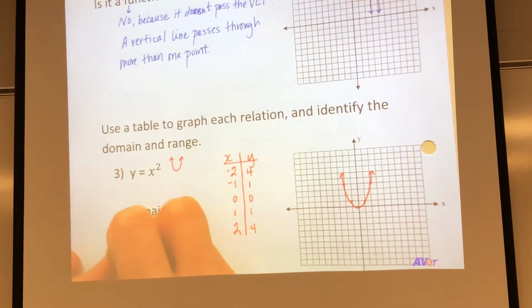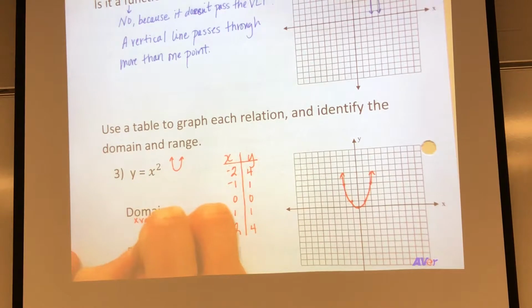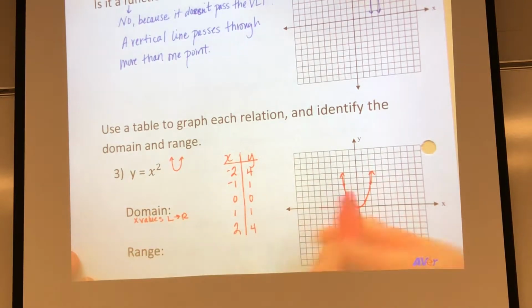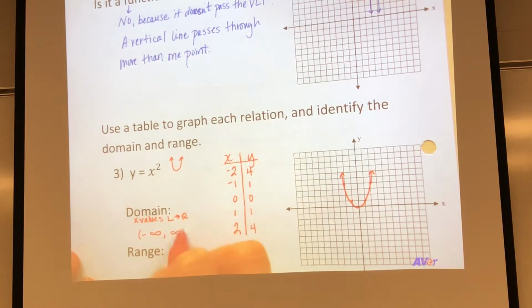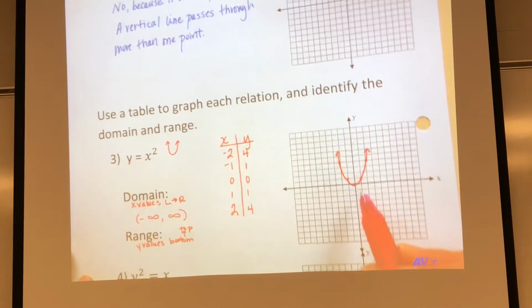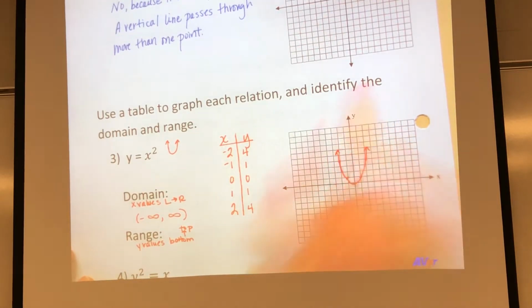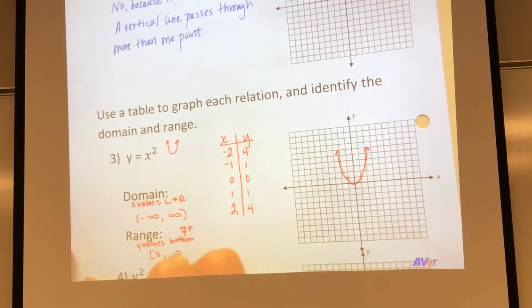Domain is our x values. Domain is always left to right. So as we come in from the left, we hit an arrow, meaning negative infinity. So we can put any number in for x right there, from negative infinity all the way to infinity. Range is our y values, and on the graph, we always go bottom to top for our range. And the bottom of our graph, in this case, is at 0. The top is heading up to infinity, so we'd say 0 to infinity.